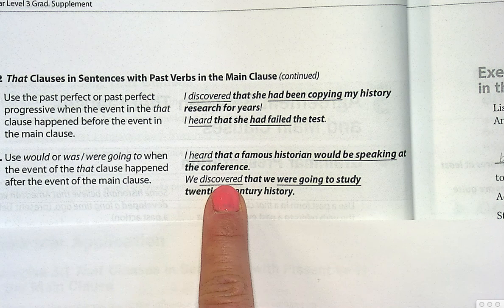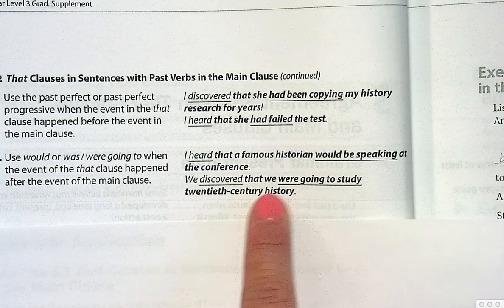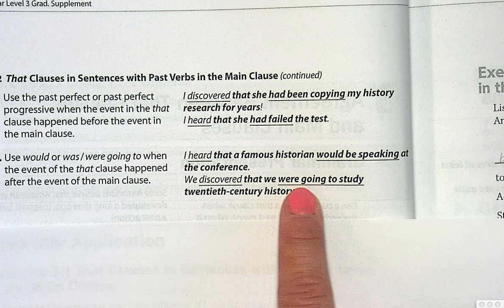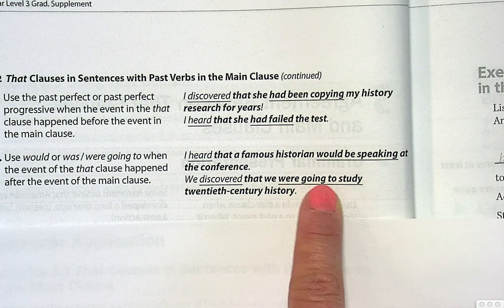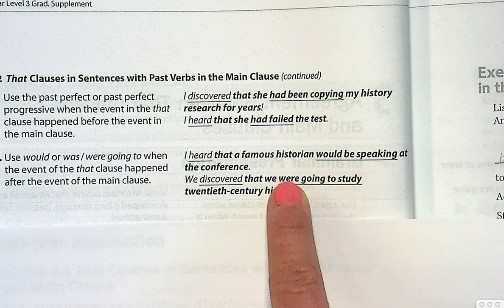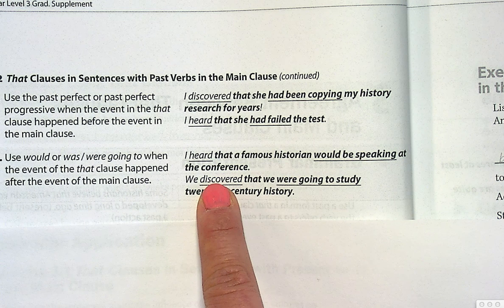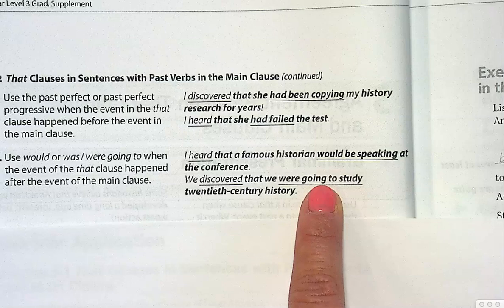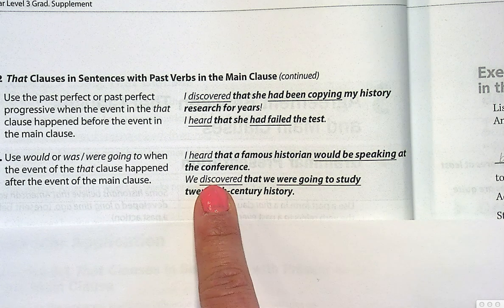We discovered that we were going to study 20th century history. The action discover happened in the past, and this were going to is the past form of be going to, which tells us that this was the future plan at the moment when we discovered it. It does not tell us if we completed this plan or if we did not. It only tells us the plan from the moment that we discovered it.